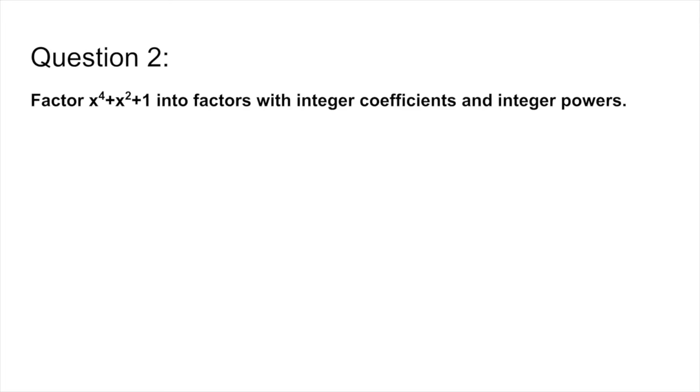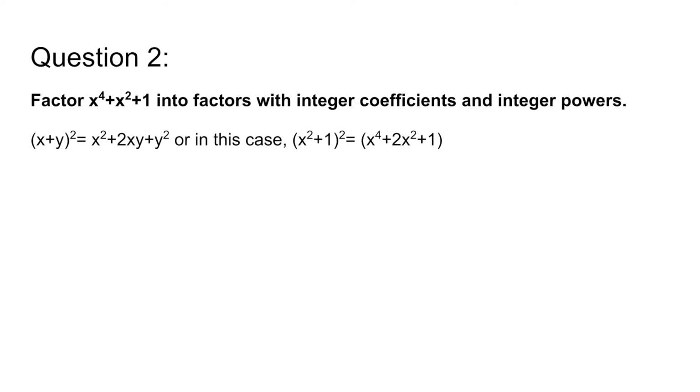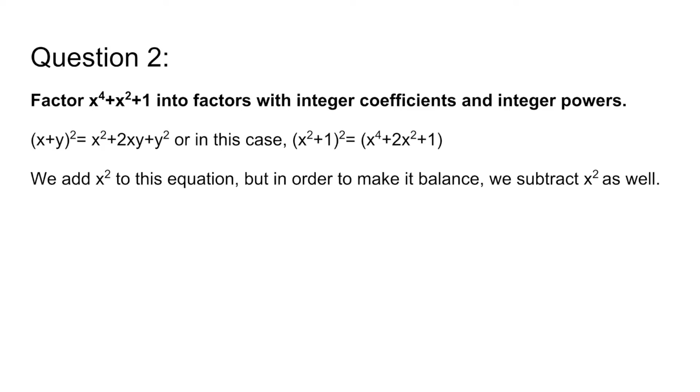Question 2. Factor x to the fourth plus x squared plus 1 into factors with integer coefficients and integer powers. So we have (x plus y) squared equals x squared plus 2xy plus y squared, or in this case, (x squared plus 1) squared equals x to the fourth plus 2x squared plus 1. This looks suspiciously like what we have, so we add an x squared to get the 2x squared in the middle, but we have to subtract x squared as well to make it balanced.